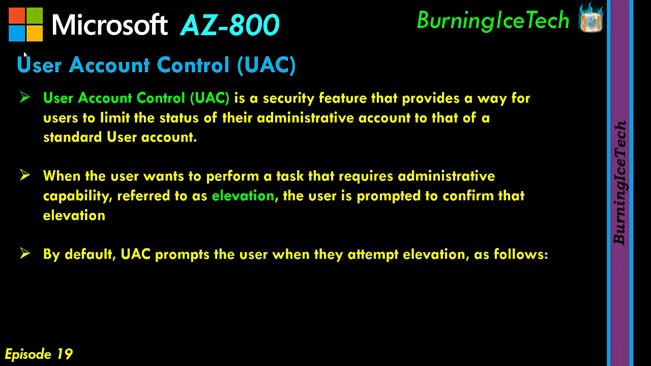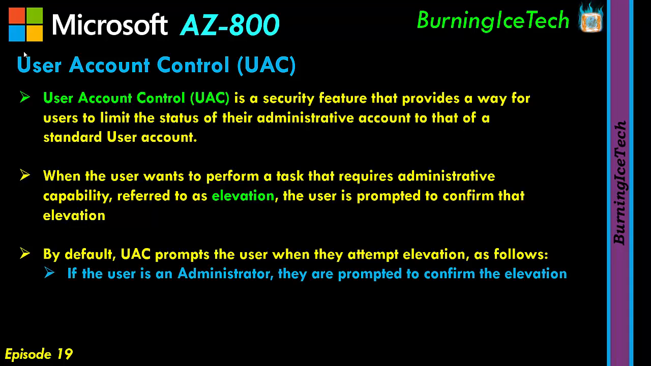By default, UAC prompts the user when they attempt elevation, which is basically as follows. If the user is an administrator, which is usually going to be the case if it's your own machine, they are prompted to confirm the elevation. It's just going to ask you, are you sure you want to install this or change this or do this? It's not going to ask you for any passwords of any kind. It's just going to ask you, are you sure?